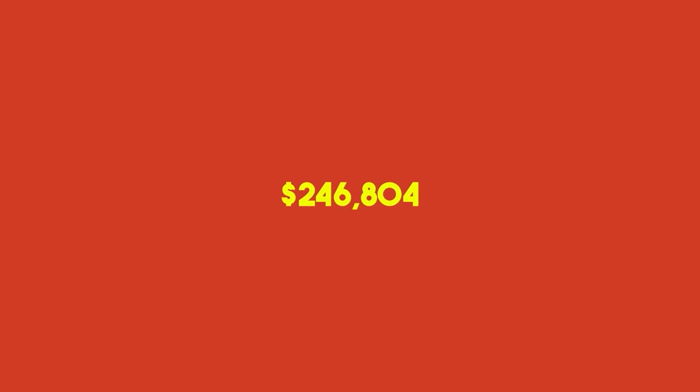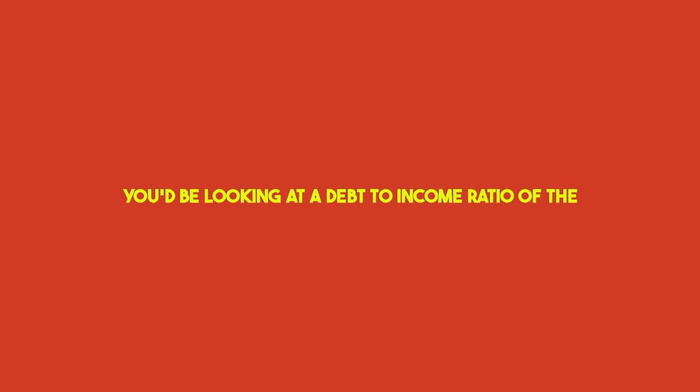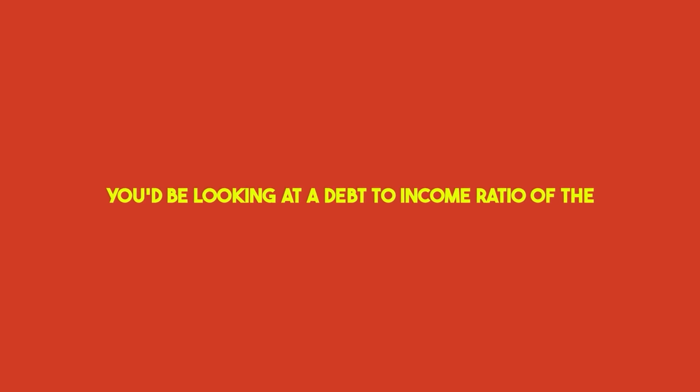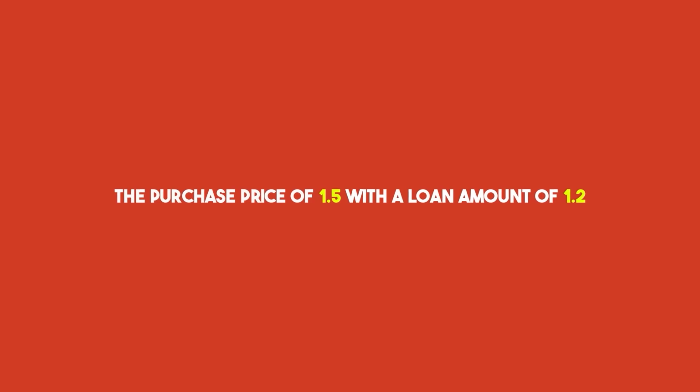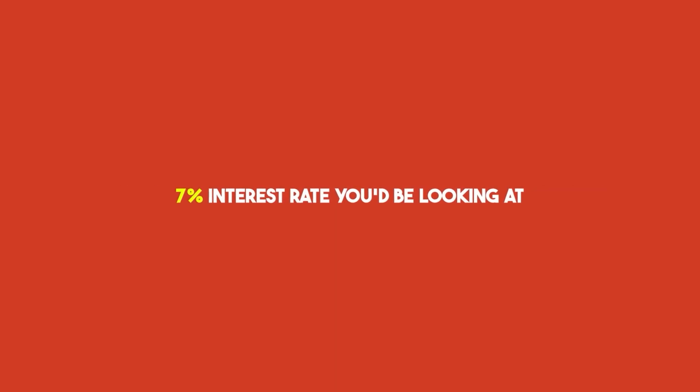If you were to take the average income of a Silicon Valley worker, a single individual and not a home, of $246,804, that would be a monthly income of $20,567. And if you take that same purchase price of $1,500,000, you'd be looking at a debt to income ratio of the payment itself of 39%, purchase price of 1.5 with a loan amount of 1.2, and at 7% interest rate, you'd be looking at 46% debt to income ratio. Interest rate being so high now is making it less affordable.